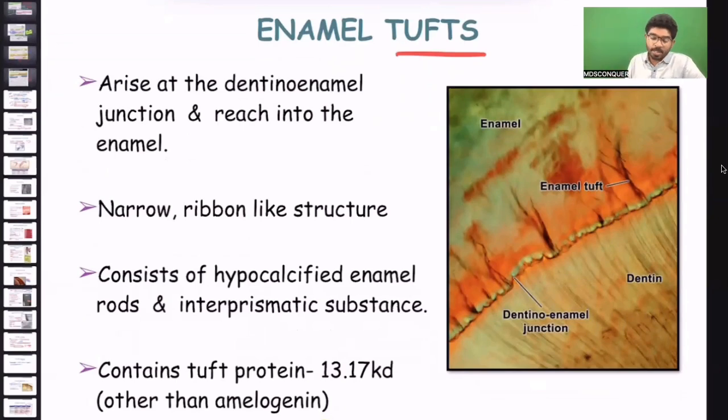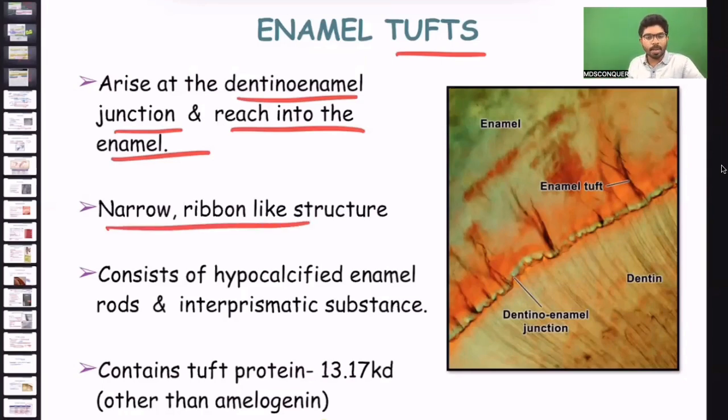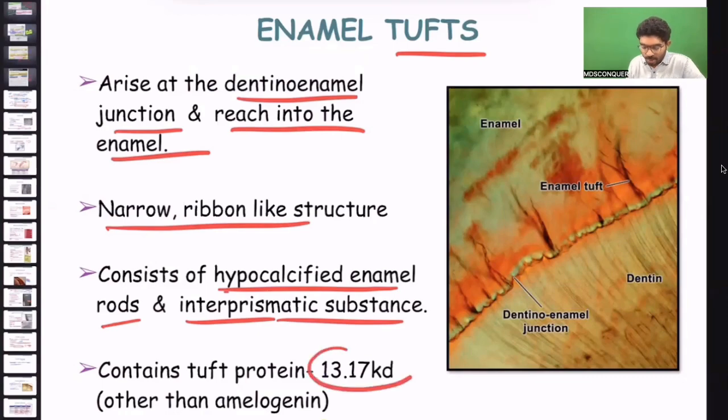A diagram-based question was previously given. Now this one comes from the opposite direction. It arises from the dentino-enamel junction and tries to reach the enamel. Previously, it arose from the enamel and tried to reach the dentino-enamel junction. This one arises from the dentino-enamel junction and reaches towards the outer surface. These are narrow ribbon-like structures, containing hypocalcified enamel rods and interprismatic substances. You can make a note of this, which is straight from the textbook.